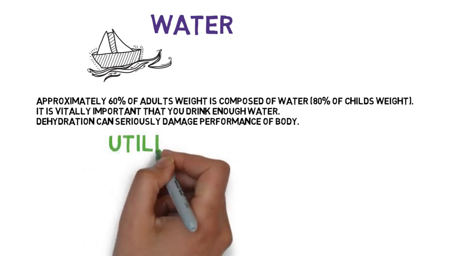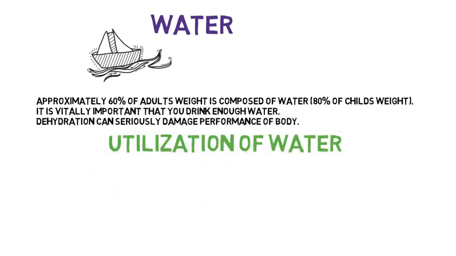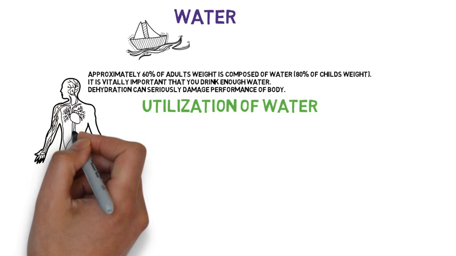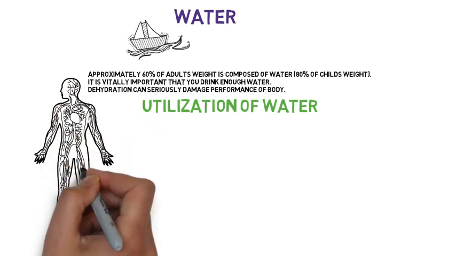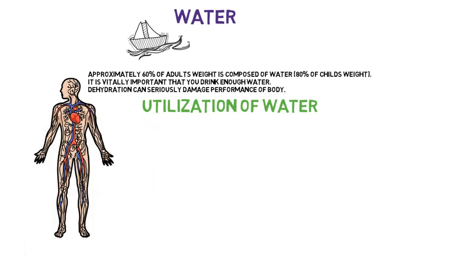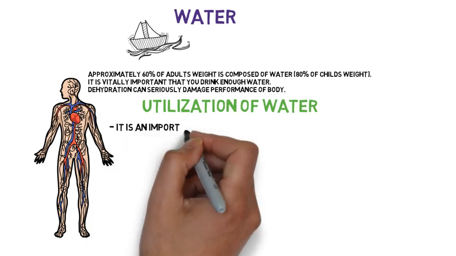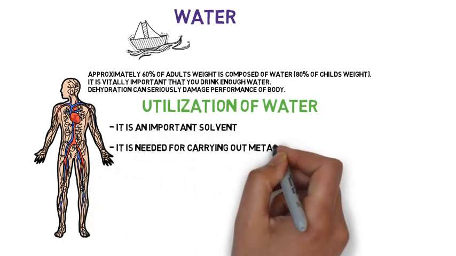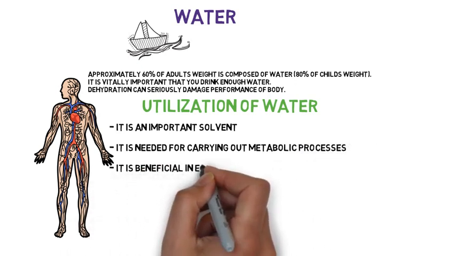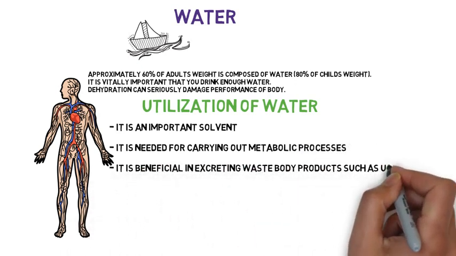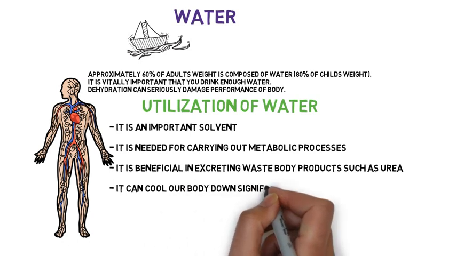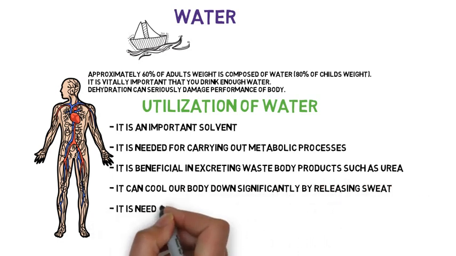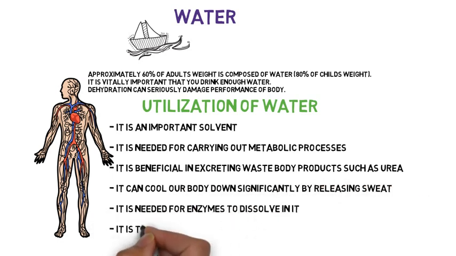Utilization of water. Water is used in our bodies for a vast number of reasons. Here are some of them. It is an important solvent. It is needed for carrying out our metabolic processes. It is beneficial in excreting waste body products such as urea. It can cool down our bodies significantly by releasing sweat. It is needed for enzymes to dissolve in it. And it is the major part of blood plasma.